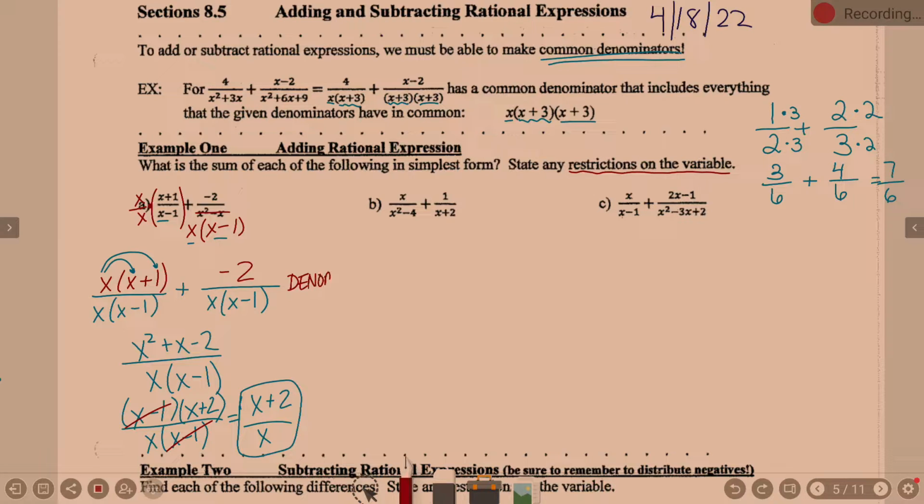You don't need a whole lot of work to show this, because basically I would look at your common denominator here. My common denominator had a factor of x and a factor of x minus 1. If you set x and x minus 1 equal to 0, what can x never equal? X cannot equal 0 and 1. So there are 2 restrictions on the variables.